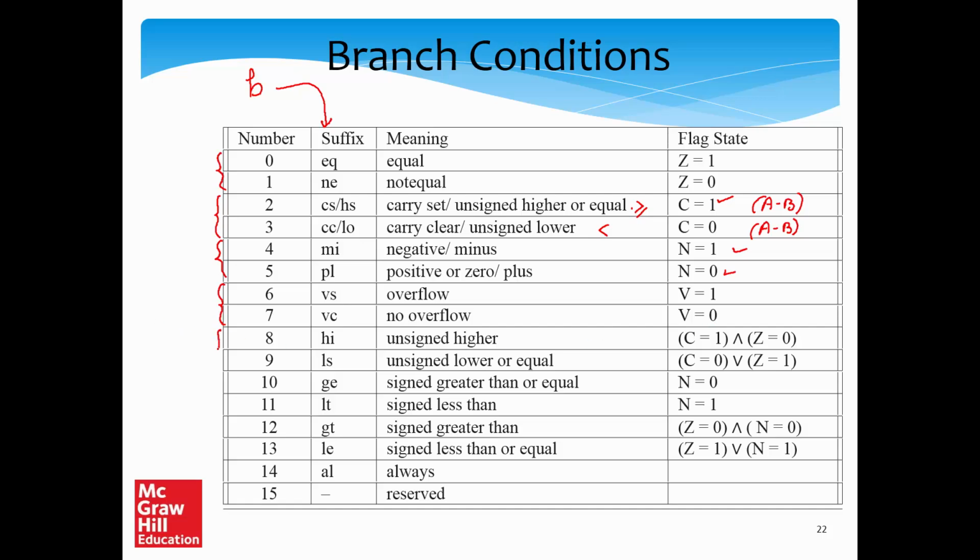Now let's consider a different variant of HS and LO. This was unsigned higher or equal; this is just unsigned higher. In the case of unsigned higher, we have the condition C equals 1, which indicates unsigned higher or equal, but along with that we also check that the Z flag is equal to 0, which means it is also unequal. If A is greater than or equal to B and A is not equal to B, then we can automatically infer that A is greater than B.